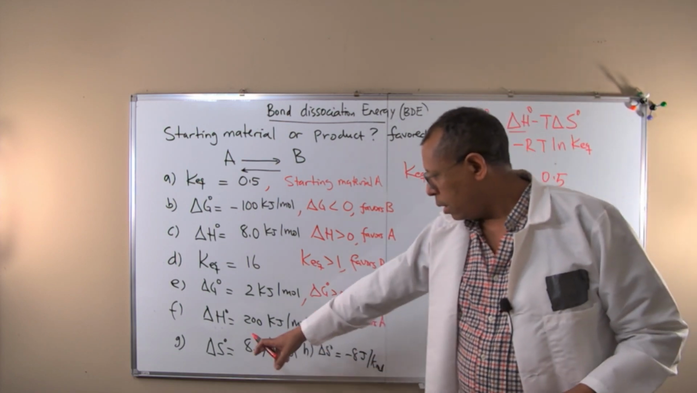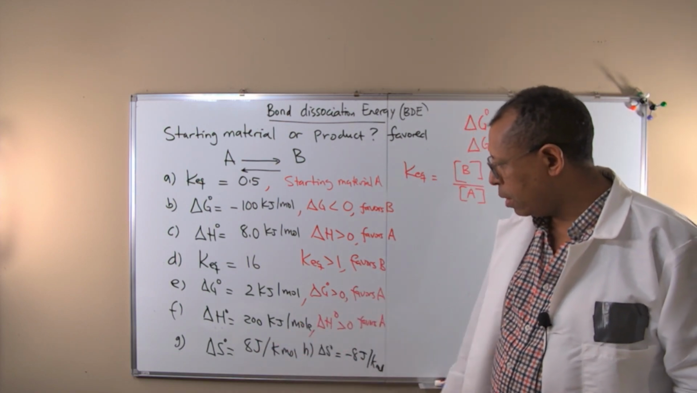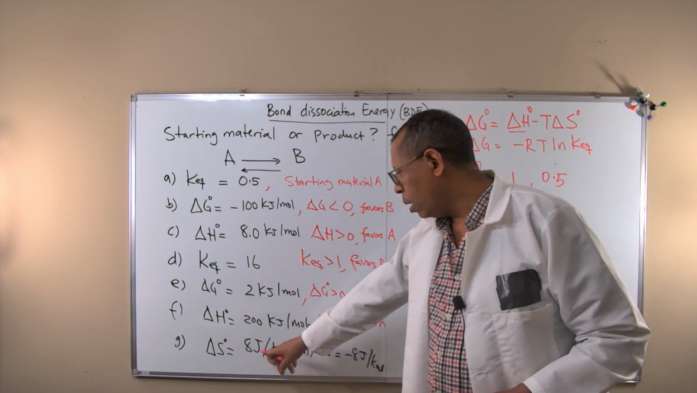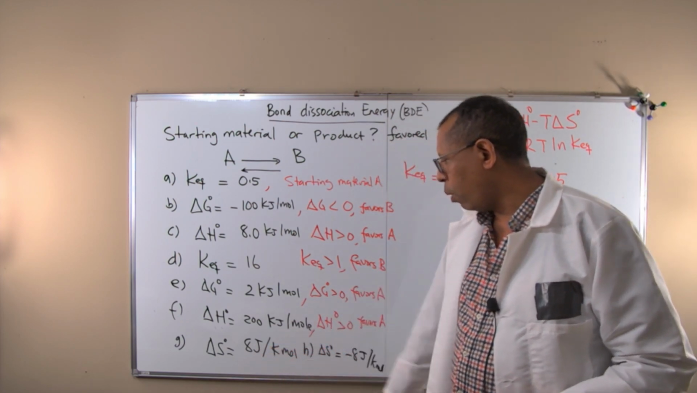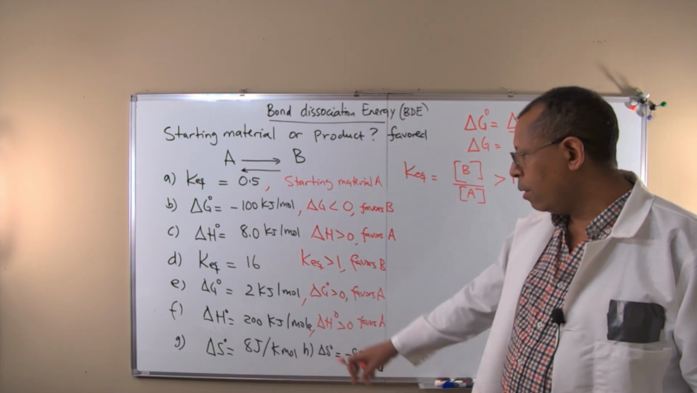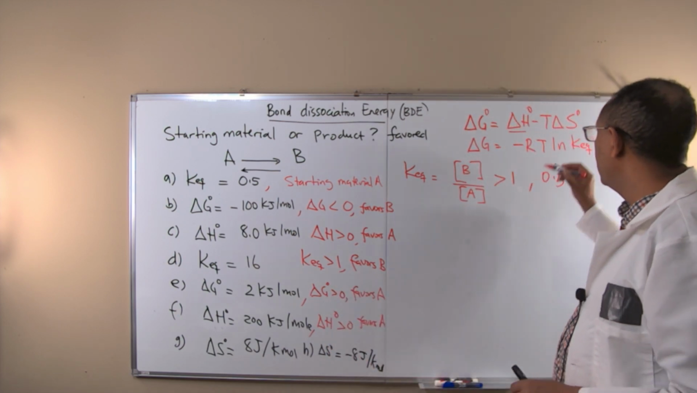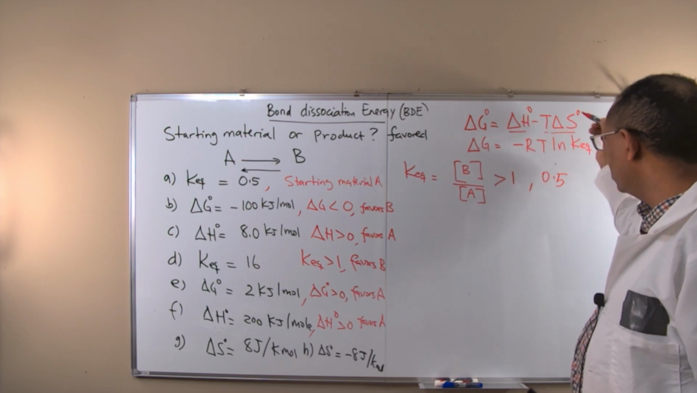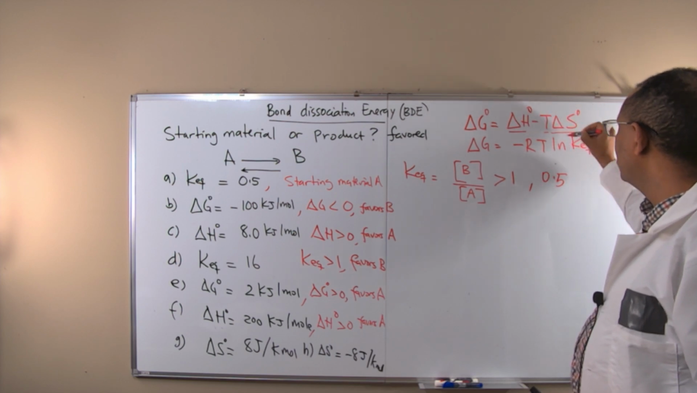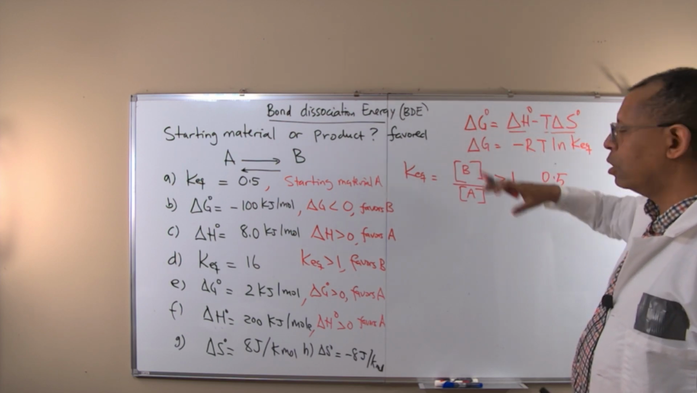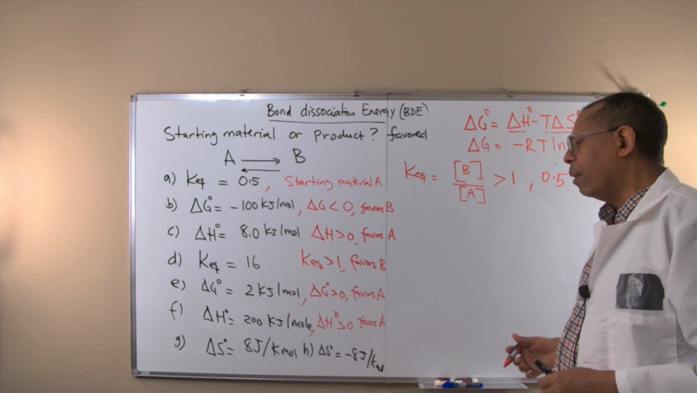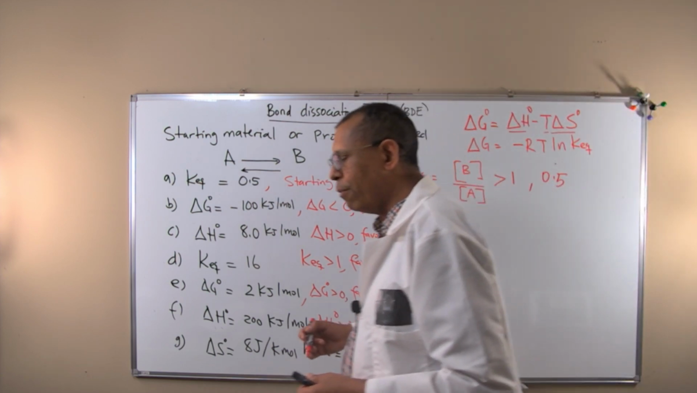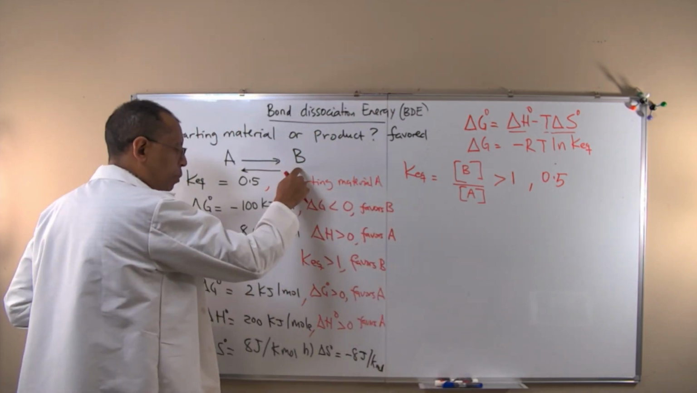And in the last one, G, entropy is 8 joules per Kelvin per mole. For the first one, since entropy is positive, remember, if entropy is positive, temperature is positive always. So this is a large negative number. That means delta G tends to be less than 0, or it's favorable. So entropy increasing is favorable to form the product B.